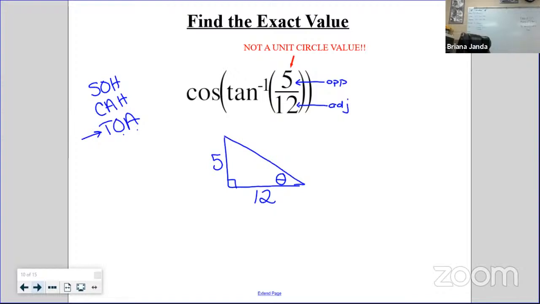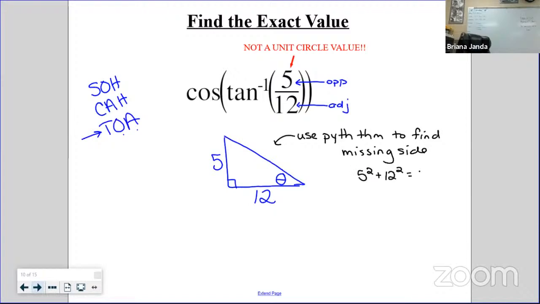Do I have the hypotenuse right now? Can I get the hypotenuse? Yes. What do we utilize here? Pythagorean theorem. You got it. So use Pythagorean theorem to find the missing side. In this case, that would be 5 squared plus 12 squared. Be good Pythagorean theorem people here. This also happens to be one of your Pythagorean triples. It comes out to 13.